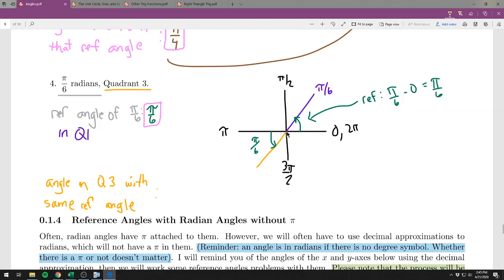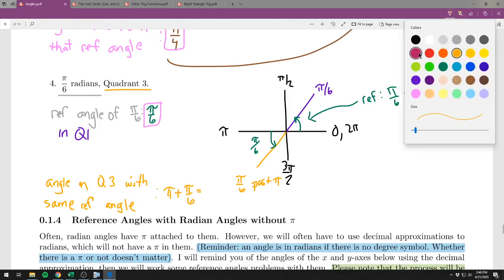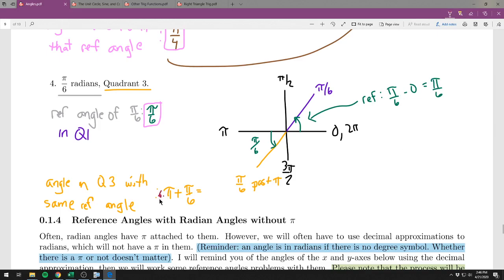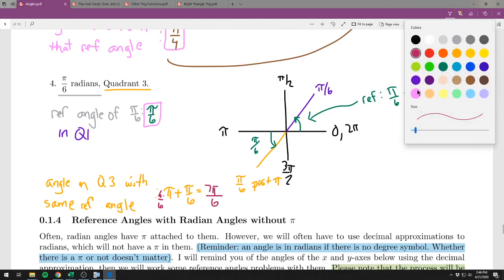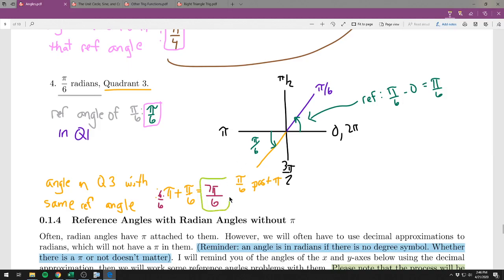And what you want to notice about this one, this angle here, is it is past pi, right? Going counterclockwise, it is past pi by an angle of pi over 6, which means our angle is pi plus pi over 6. Right? It is past pi, so we're going beyond it. We are adding. And if we simplify pi plus pi over 6, get a common denominator of 6. 6 pi plus pi is 7 pi over our common denominator of 6. So that would be the angle.